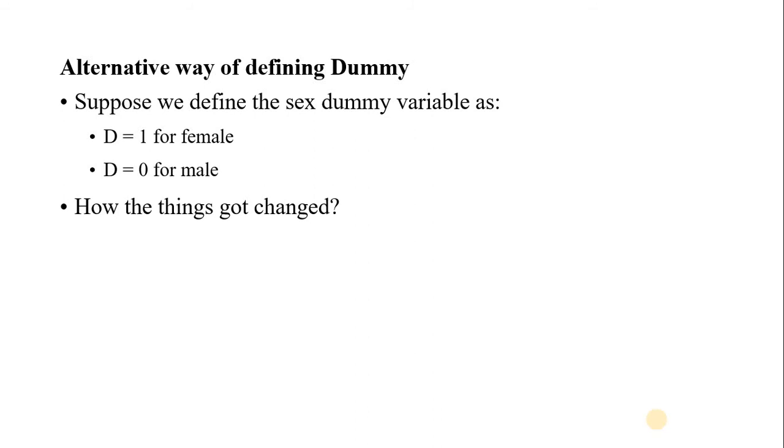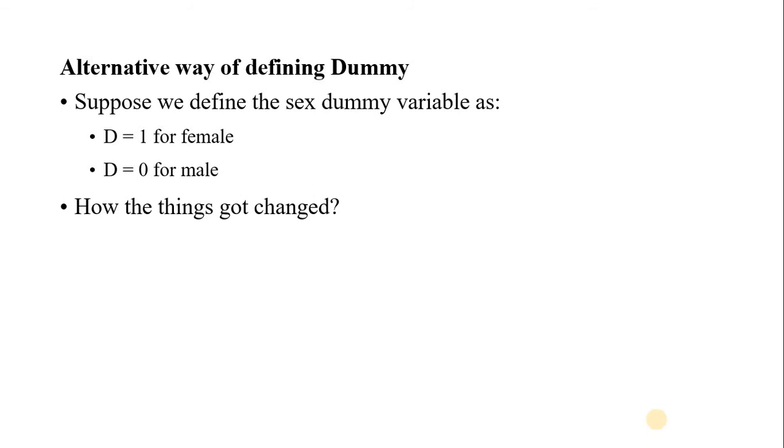Suppose till now we have given 1 for male and 0 for female. Now assume that if we had given 1 for female and 0 for male, how the things got changed, how the interpretation will be changed, or how the result will be changed. If there is any change in the result, surely there will be some changes in the result. But in the final result or in the final interpretation, there will be no changes.